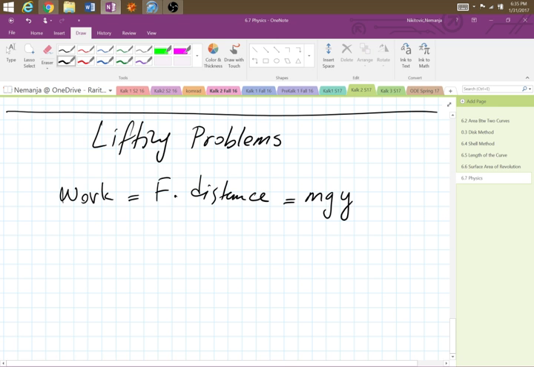So now, how do we do these problems? How would you do a problem that has a chain in it? Let's say you want to lift the chain. It's a stand you take to lift the chain. The chain right there.